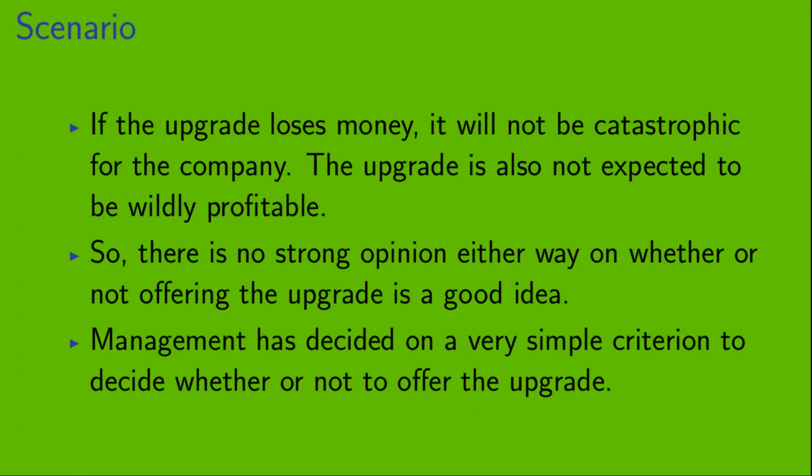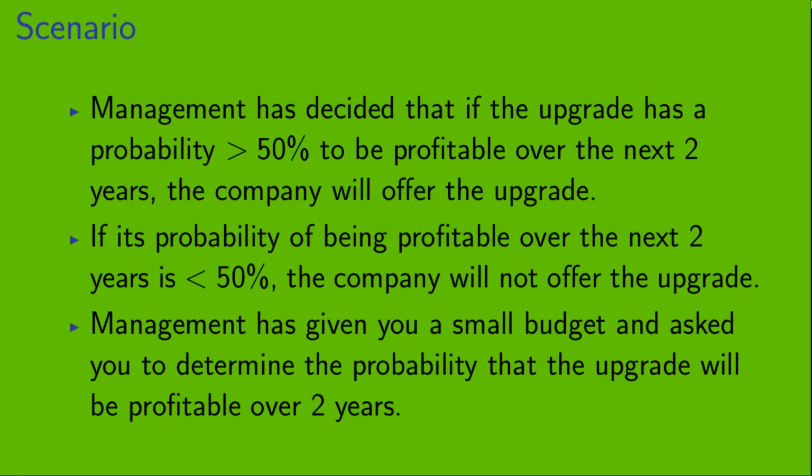Management has decided on a very simple criterion to decide whether or not to offer the upgrade. Management has decided that if the upgrade has a probability greater than 50% to be profitable over the next 2 years, the company will offer the upgrade. If its probability of being profitable over the next 2 years is less than 50%, the company will not offer the upgrade. Management has given you a small budget and asked you to determine the probability that the upgrade will be profitable over 2 years.